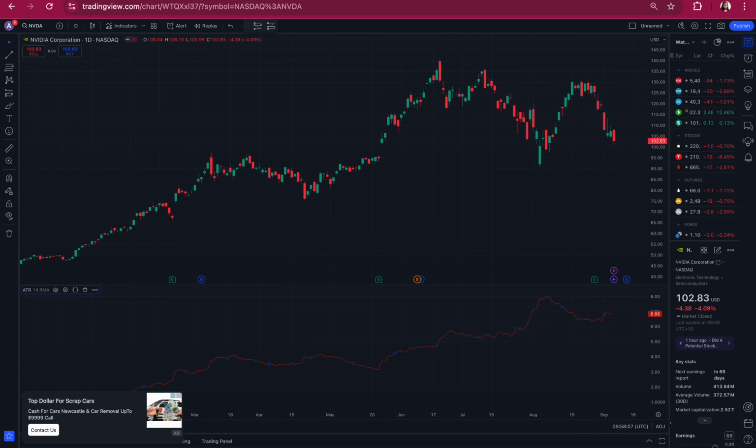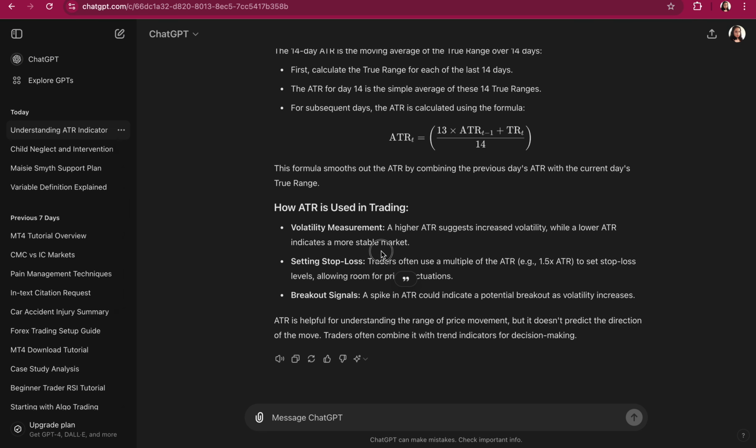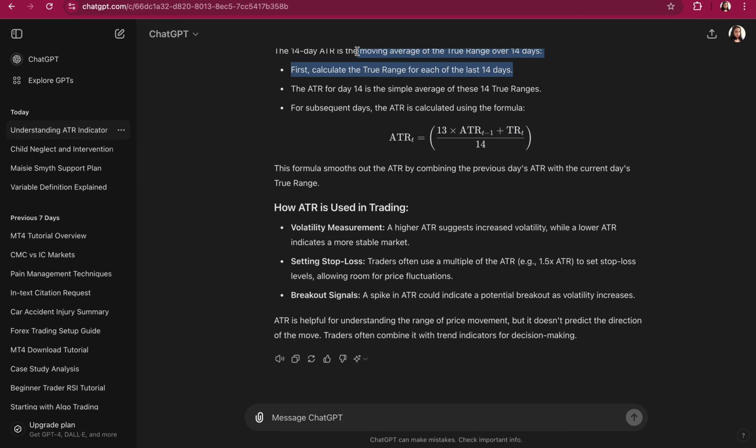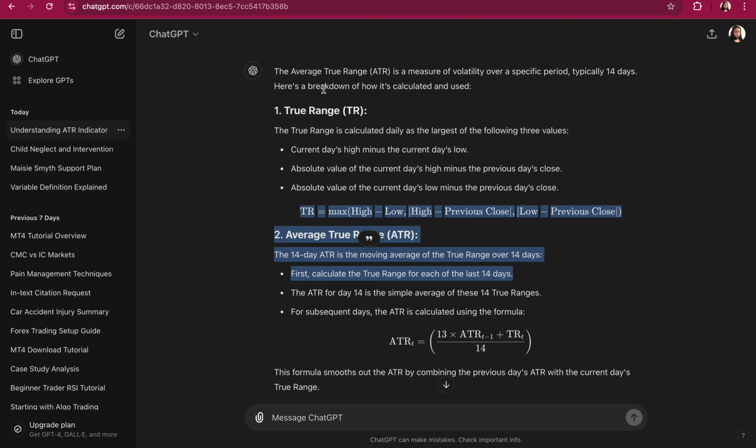How did I get this information? I basically asked ChatGPT about this. Let me show you what I found in ChatGPT. So the average true range is a measure of volatility over a specific period, which is usually 7 days. The true range is the difference between the highest and the lowest for each day. And then you divide that by 14. They just want to give a fancy formula. It's the same thing, but they're telling it in a fancier way.